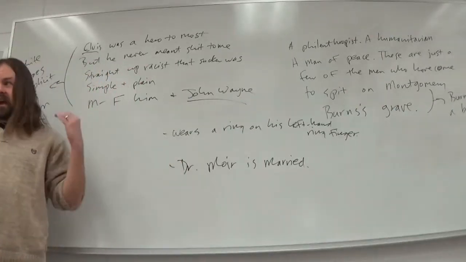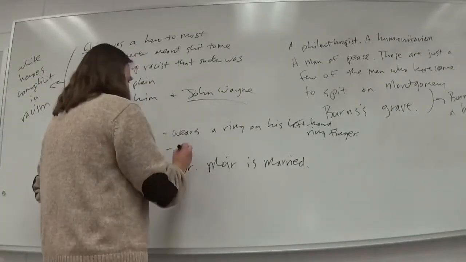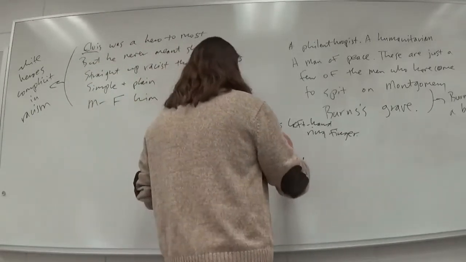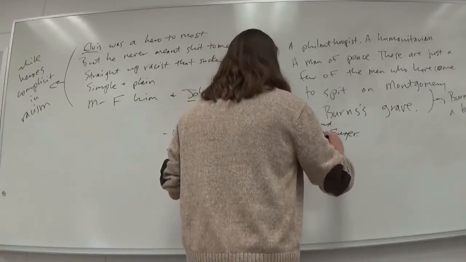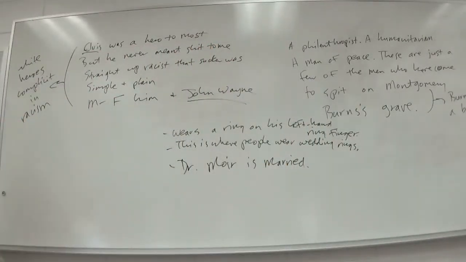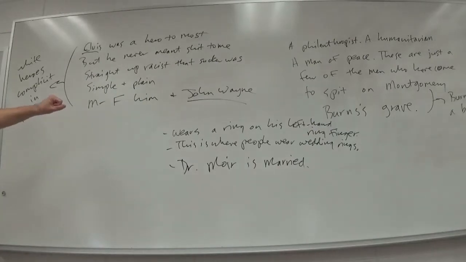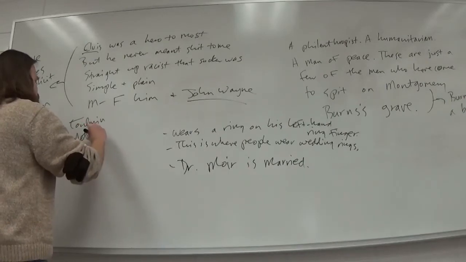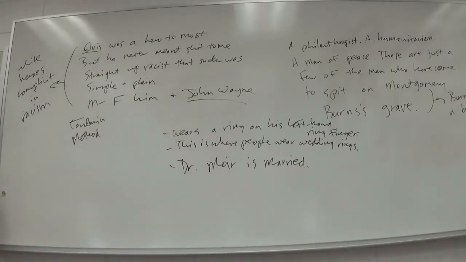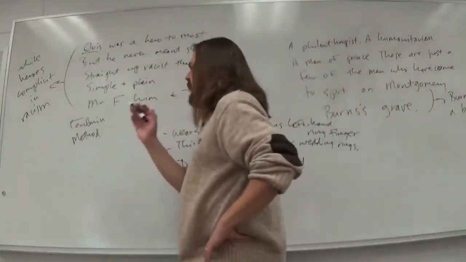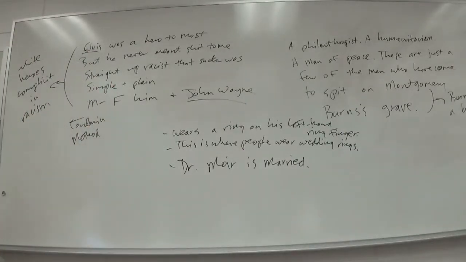And the linking logic there is that this is where people wear wedding rings, right? So what we actually have here is an example of what's called the Toulmin method of reasoning. It's basically a three-part, like the syllogism, it has three parts. It actually has about eight or nine if you're doing the full bore thing, but we're not going to do that because that's a little bit more intense than we need, right?